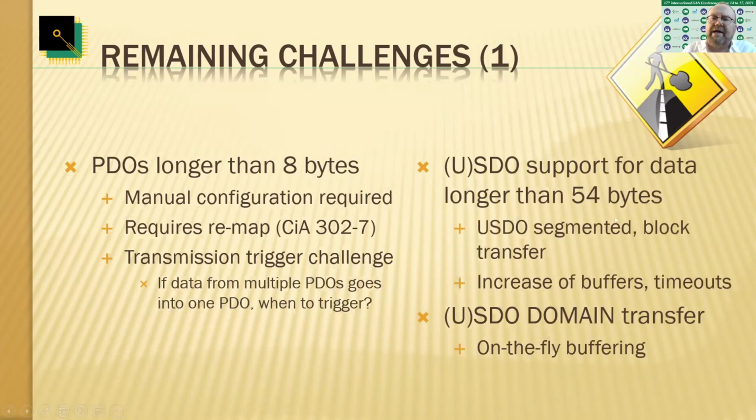Also, we haven't done any segmented USDO support. So right now, the maximum size is 54 bytes, a single USDO expedited transfer. However, segmented should just work fine if needed. We need to increase the buffers and timeouts again. However, we are not really keen on implementing this until somebody truly sees a need for it.